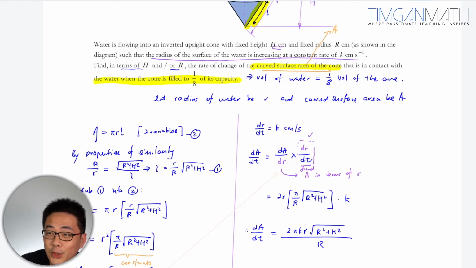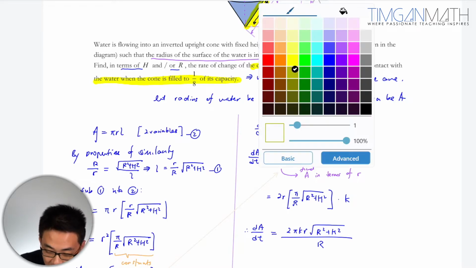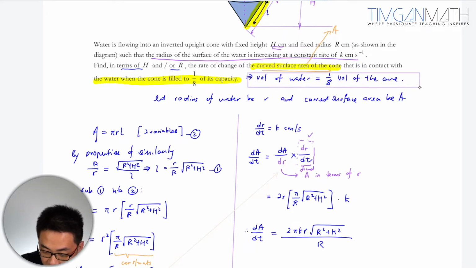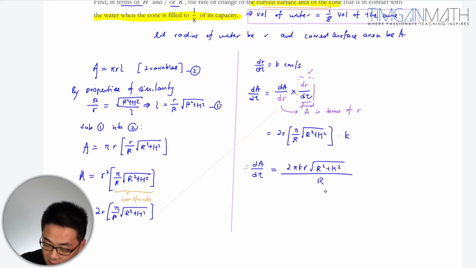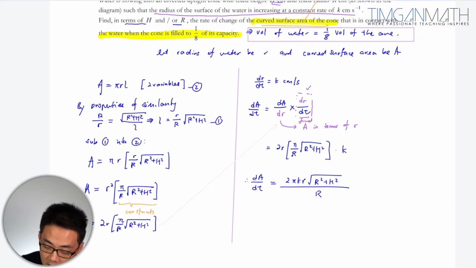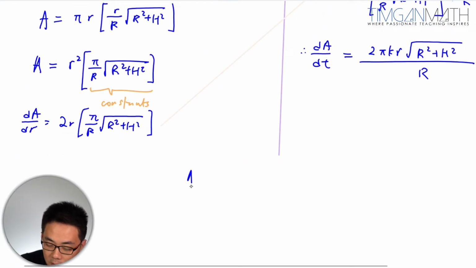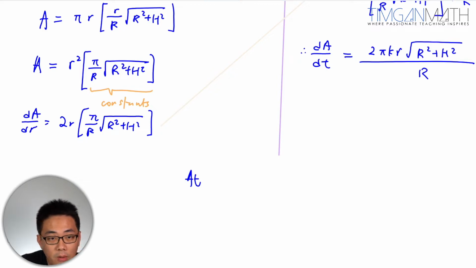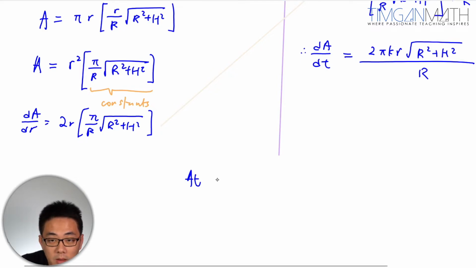Then the next thing we need to do is at this juncture, meaning at this specific value, at this boundary condition here, what is the rate of change in terms of r and h? Because now we have small r and capital R, capital H. There's a small r there, so we're just going to find it. So this is what you write at 1/8 of its capacity.